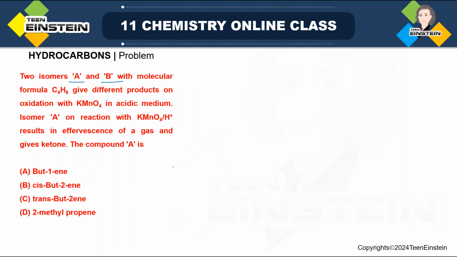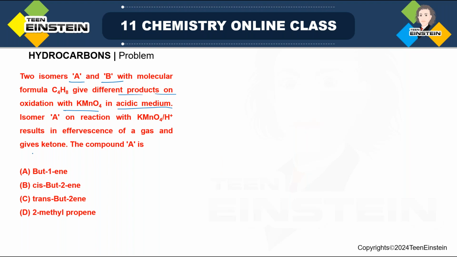Molecular formula is C4H8. Give different products on oxidation with KMnO4, and now we are doing it in acidic medium. Now whether you are heating it or not, that is not mentioned, but remember when it is cold dilute, it is always alkaline, but here it is mentioned acidic. So even if it is not mentioned whether you are heating it or not, you can consider that condition. That is a second oxidation type where we have seen it with hot KMnO4 in both acidic or basic medium.